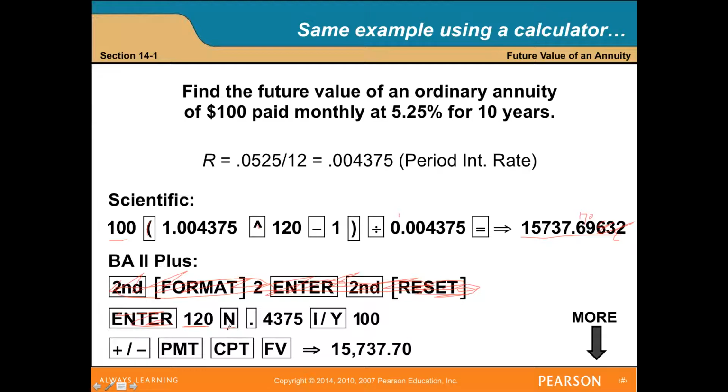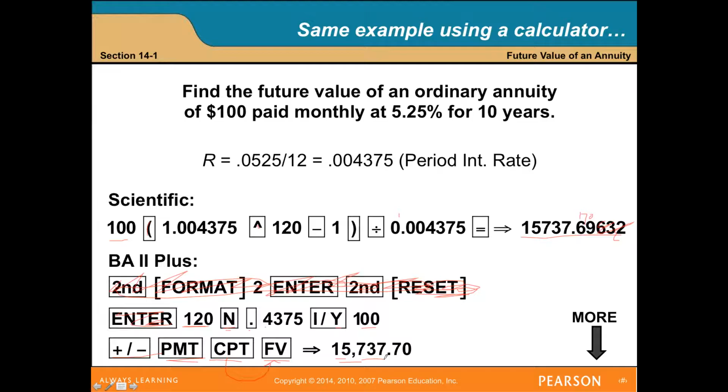So you do 120 N, then 0.4375 I/Y, which is for rate, 100 plus or minus to make it negative, because it's an ordinary annuity, so it's paid out, right? Payment. So 100 negative is the payment, and then compute, and then future value. So here you're telling the calculator, I want to find out this. You press compute, and then what you're trying to find, and you'll find that the answer is $15,737.70.